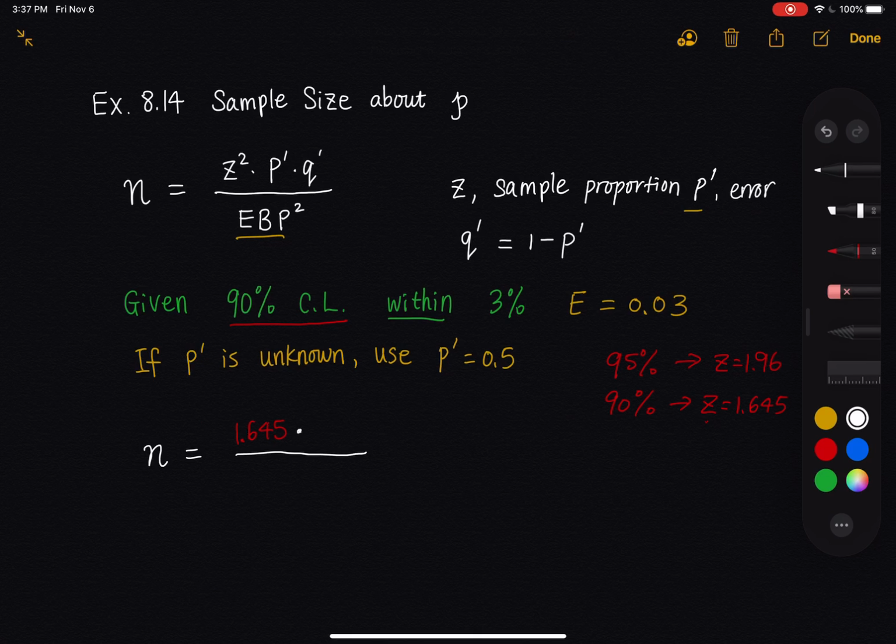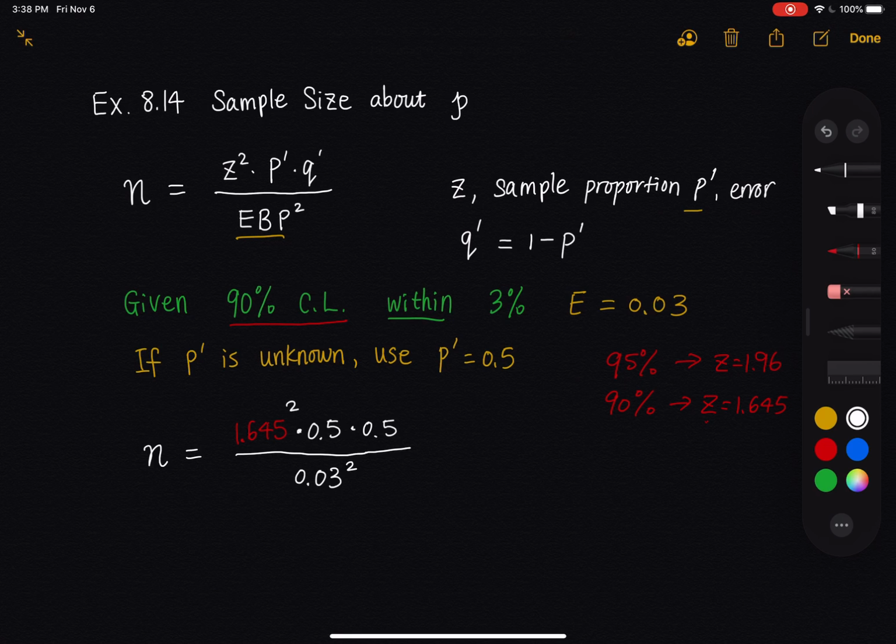For p prime, because we do not know, we plug in 0.5. And if we know it, let's say 0.8, then we plug in 0.8. Now q is 1 minus p, so 1 minus 0.5 is 0.5. You just need to make sure these two numbers add up to 1. Then you have to square the z-score, and then you divide it by the error, E, which is 0.03 squared.